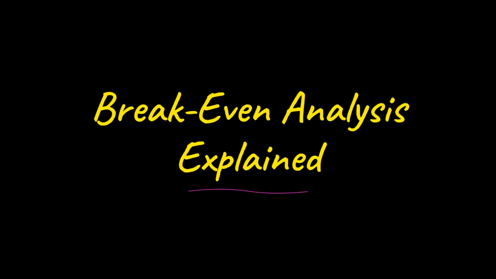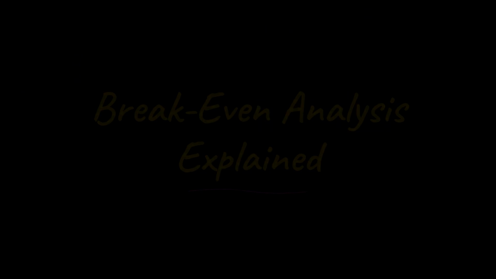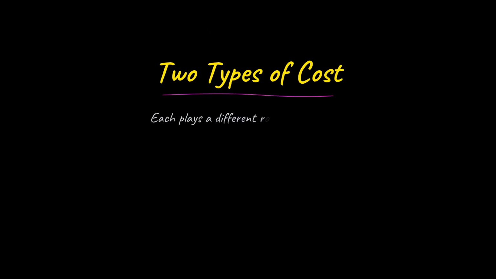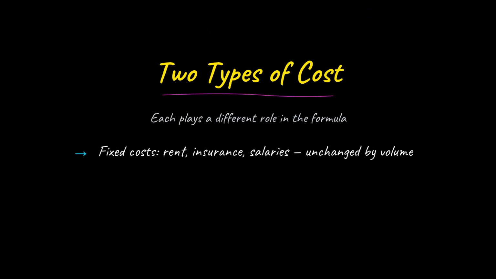Break-even analysis tells us exactly how many units a business must sell so that total revenue equals total cost. No profit, no loss. Understanding the formula requires separating two types of cost and then building the contribution margin that connects them. Fixed costs stay constant regardless of how much is produced.